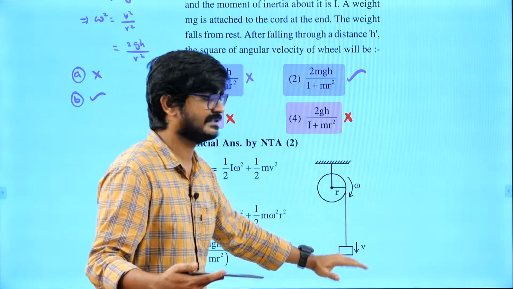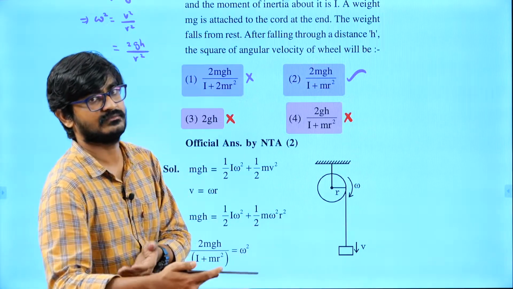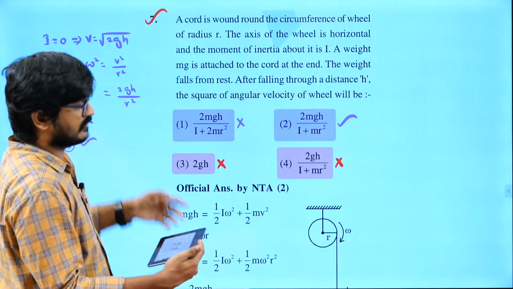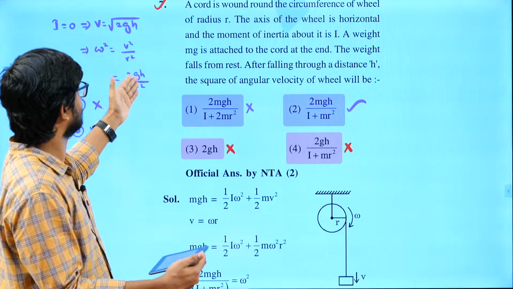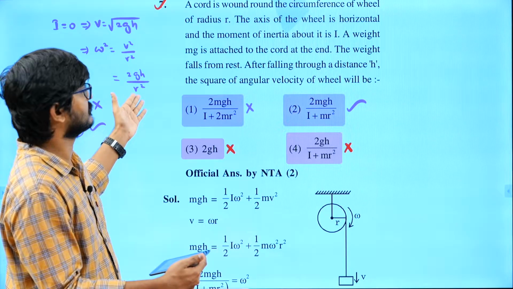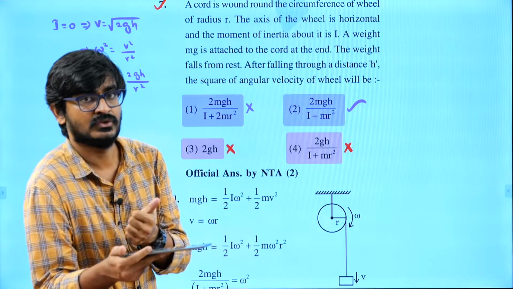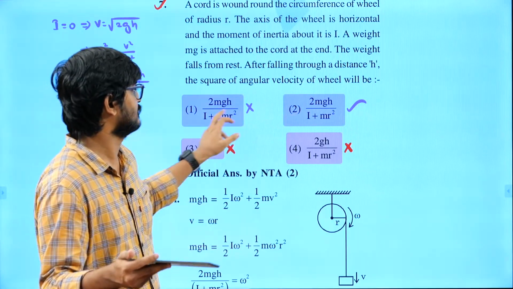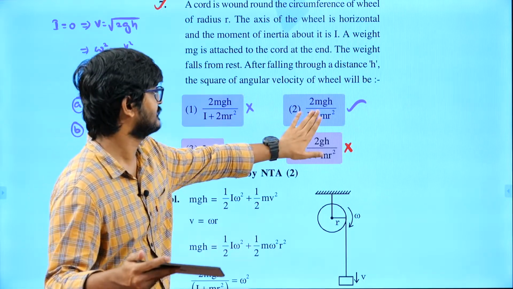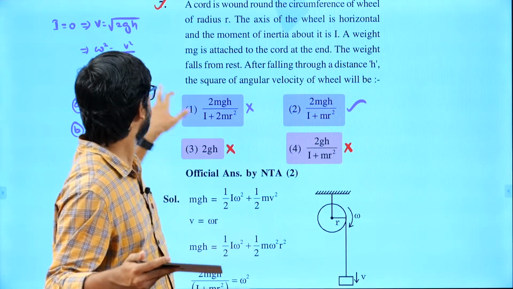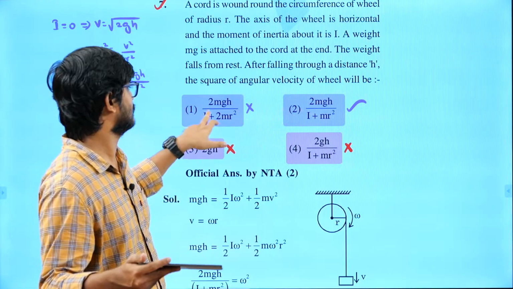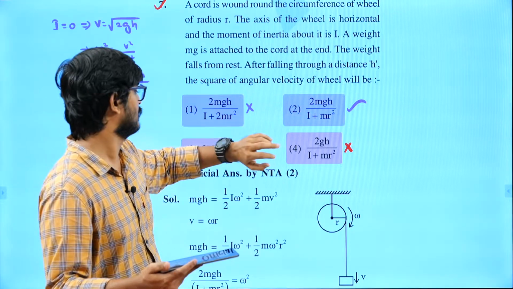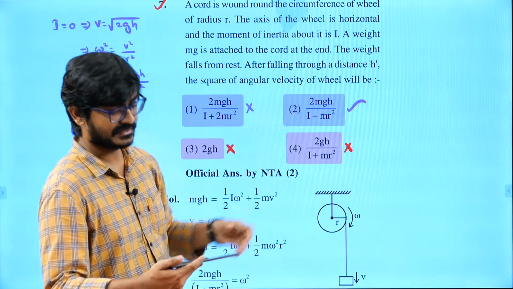So when it falls by distance h, mgh equals half mv square, or v equals root of 2gh. From there omega square is turning out to be v square by r square, which is 2gh by r square. So when I is 0, the angular velocity is turning out to be 2gh by r square. Out of these 2 options, which gives the right answer? This one is going to give the right answer, and this one is not. So by seeing what happens when I is 0, I eliminated this option and got this as the right answer.